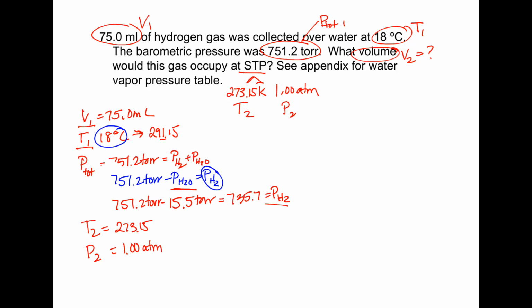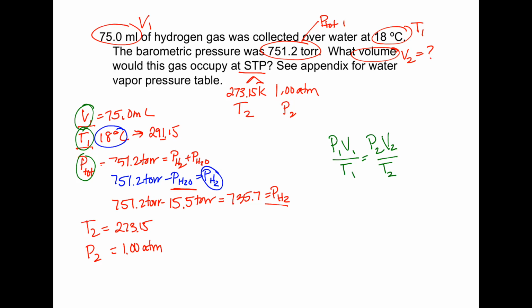Okay, so my next step is to find an equation that has all the things that I need. I need something with volumes, temperatures, and pressures in it. And if I use the combined gas law, that would be P1 V1 over T1 equals P2 V2 over T2.